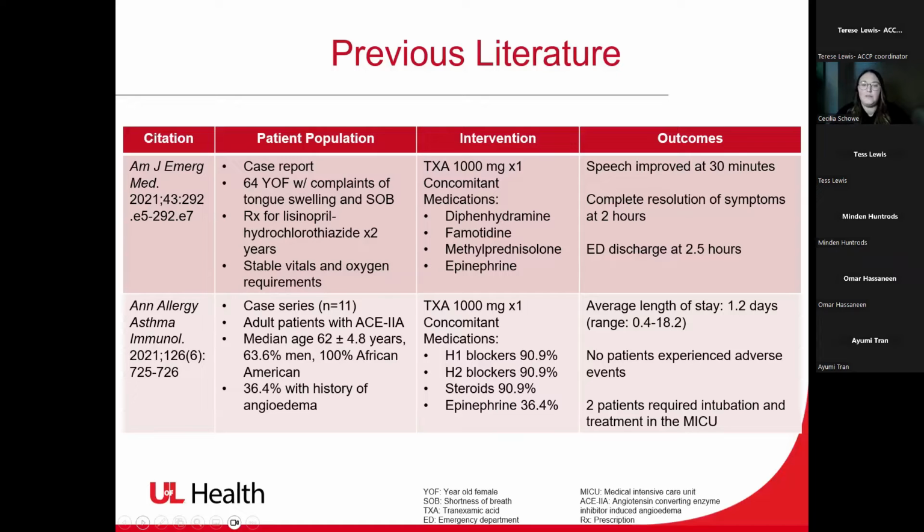Kind of our next study was really a case series. So this had 11 patients. They were looking at adult patients with ACE inhibitor-induced angioedema, and you can see our median age was in the 60s, with over half being men and 100% African American, and you can see about a third of them had a history of angioedema. You can see concomitant medications, and our intervention was very similar to our case report.